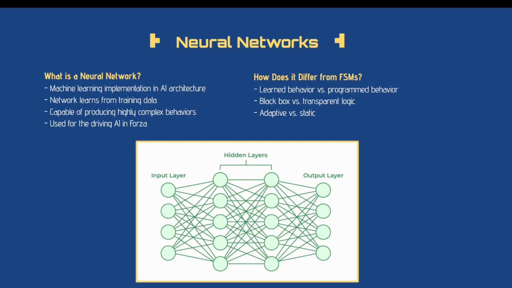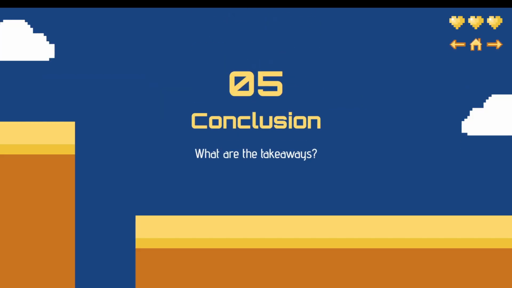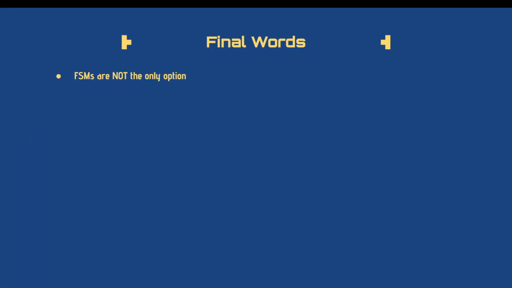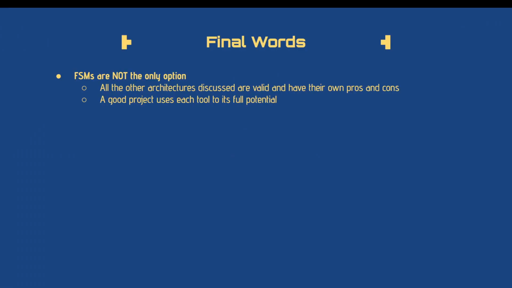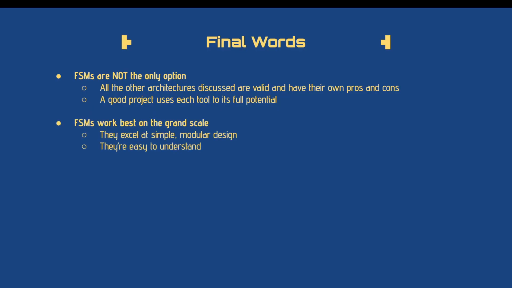In conclusion, these are the key takeaways I believe you should have from this video. First and foremost, FSMs are not the only option, nor are they a perfect mechanism. All the other architectures discussed in this video are valid and have their own pros and cons, and you should use every tool in your arsenal in accordance with your project's needs. Secondly, FSMs work on a small scale. They're great at simple modular design, but they don't have room for too much complexity.